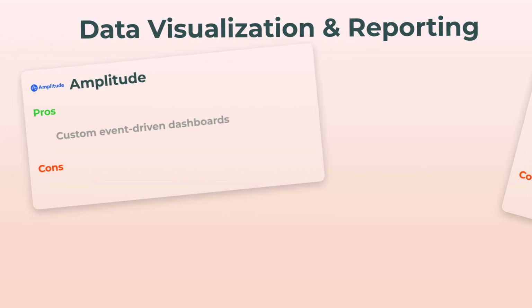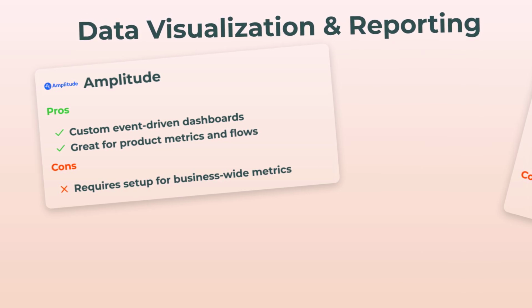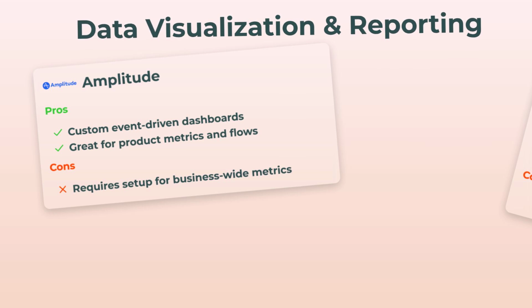Next up, data visualization and reporting. Amplitude lets you build dashboards driven by your events. Super customizable if you're into tracking flows or metrics for your product. But you do need to roll up your sleeves to set it up for, like, company-wide metrics.